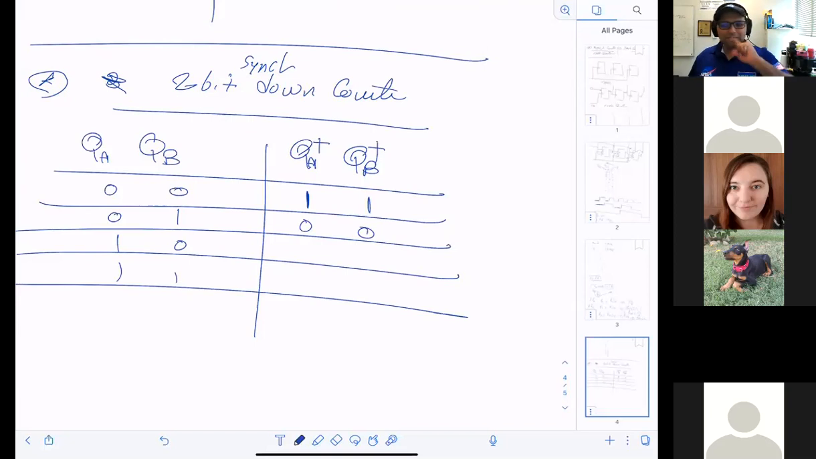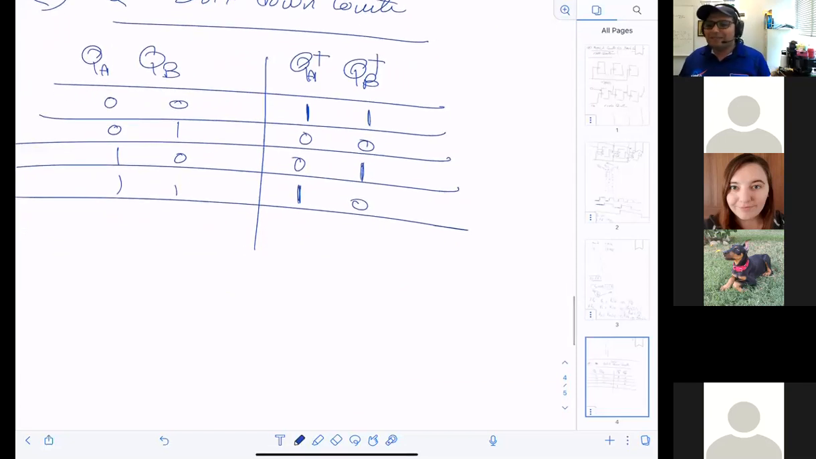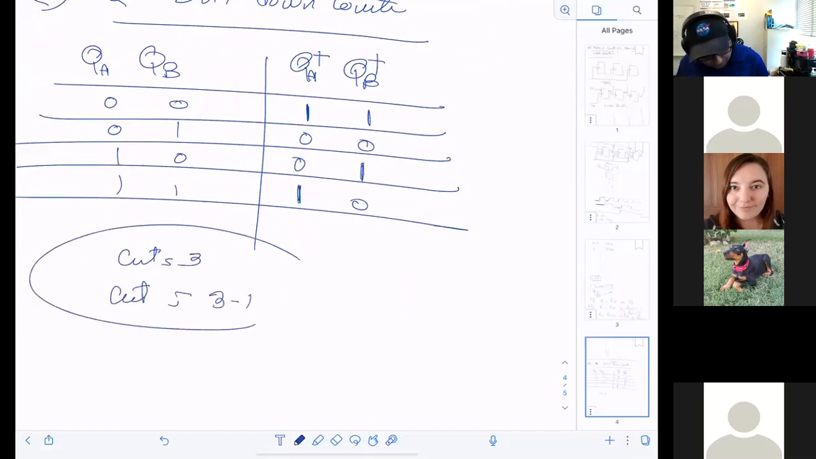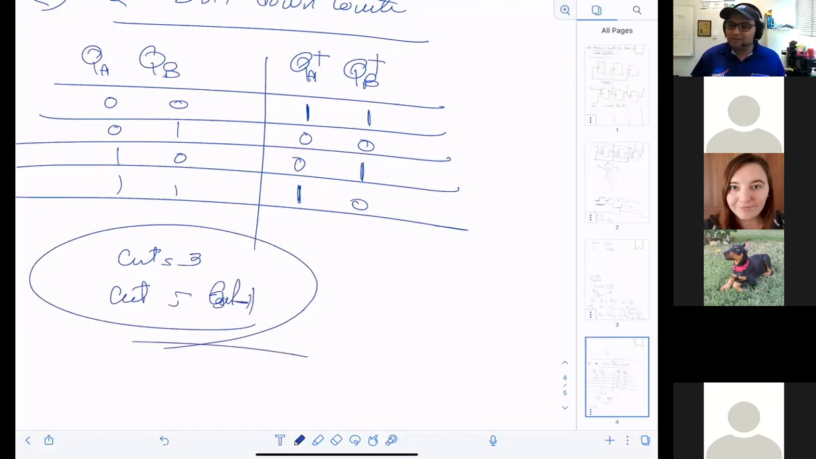Wait, come on. You're decrementing, right? Yes, so I'm in 1, I'm decrementing, so I turn it back to 0. I'm in 2, decrementing, it will be 1. I'm in 3, decrementing, so it will be 2. Come on. The next state, Q plus, is equal to the present count minus 1. Right?